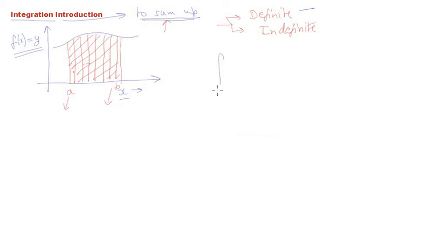So the sign of integration is this. This is known as the sign of integration, and this is dx, and whatever function we need to integrate has to be put here, f(x). So this is the function that is being integrated. We call it the integrand, the function that we need to integrate. And this x is called the variable of integration, with respect to which we are actually integrating.